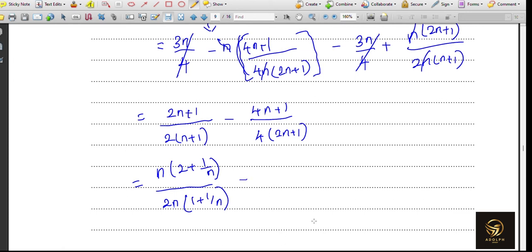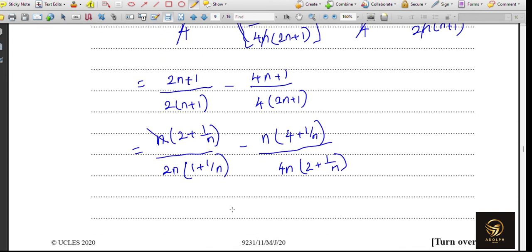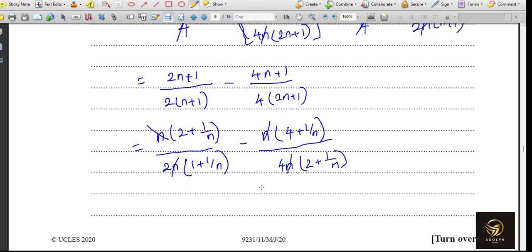After that minus, here if I take n, it's going to be 4 plus 1 by n divided by 4n. If I take it common, then it's going to be 2 plus 1 by n. Then we know that this n and this n will get cancelled, this n and this n will get cancelled. Then this 2 plus 1 by n is going to remain as 2, because as n tends to infinity, 1 by n will give the answer as 0. So that tends to infinity, you can write it.